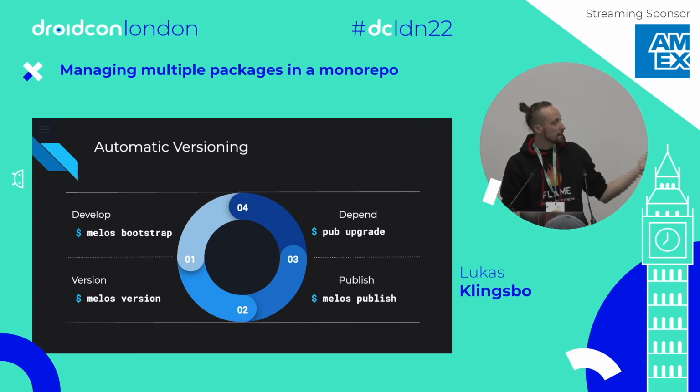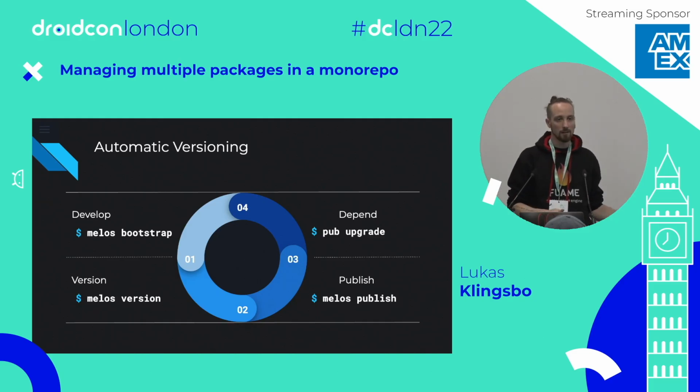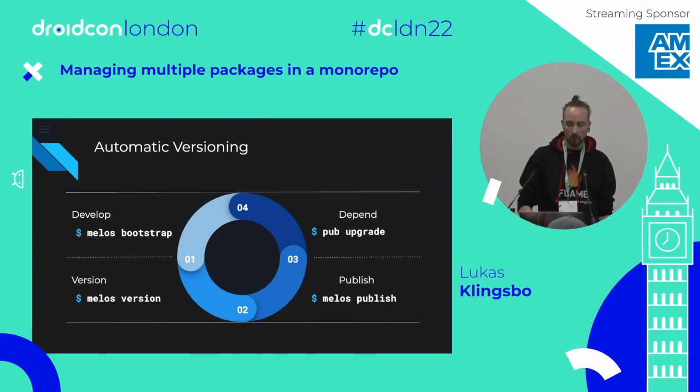And then all of the packages that are not in the monorepo can just do pub upgrade, and it magically works and doesn't break their applications, because when they're depending on it with a semantic version, and you have a properly used melos version here, you will know that all of your users are safe.